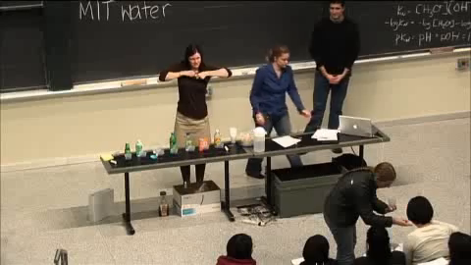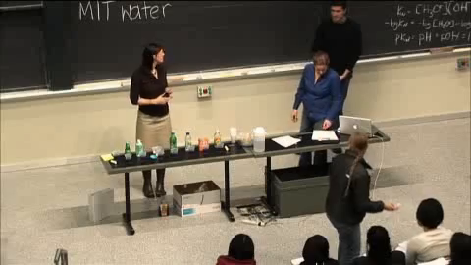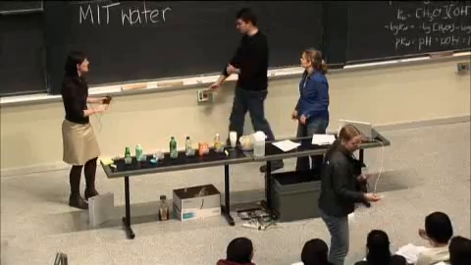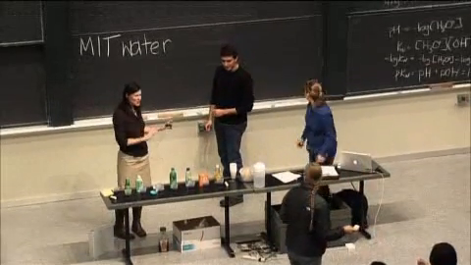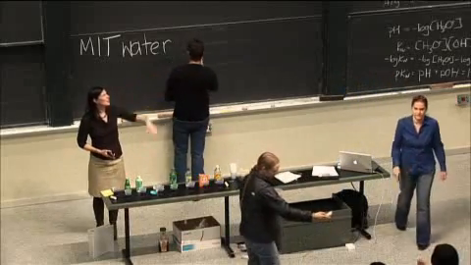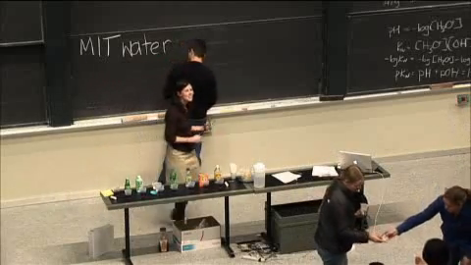Okay, so what we're going to do is have the TAs go in and ask you to read off of a pH strip what the pH of various things are. And actually, Marcus, if you can write on the board what these are. So we'll start with MIT water. So we know if it's 7, it's neutral. If it's below 7, we're talking about acidic, and above that, it's basic.